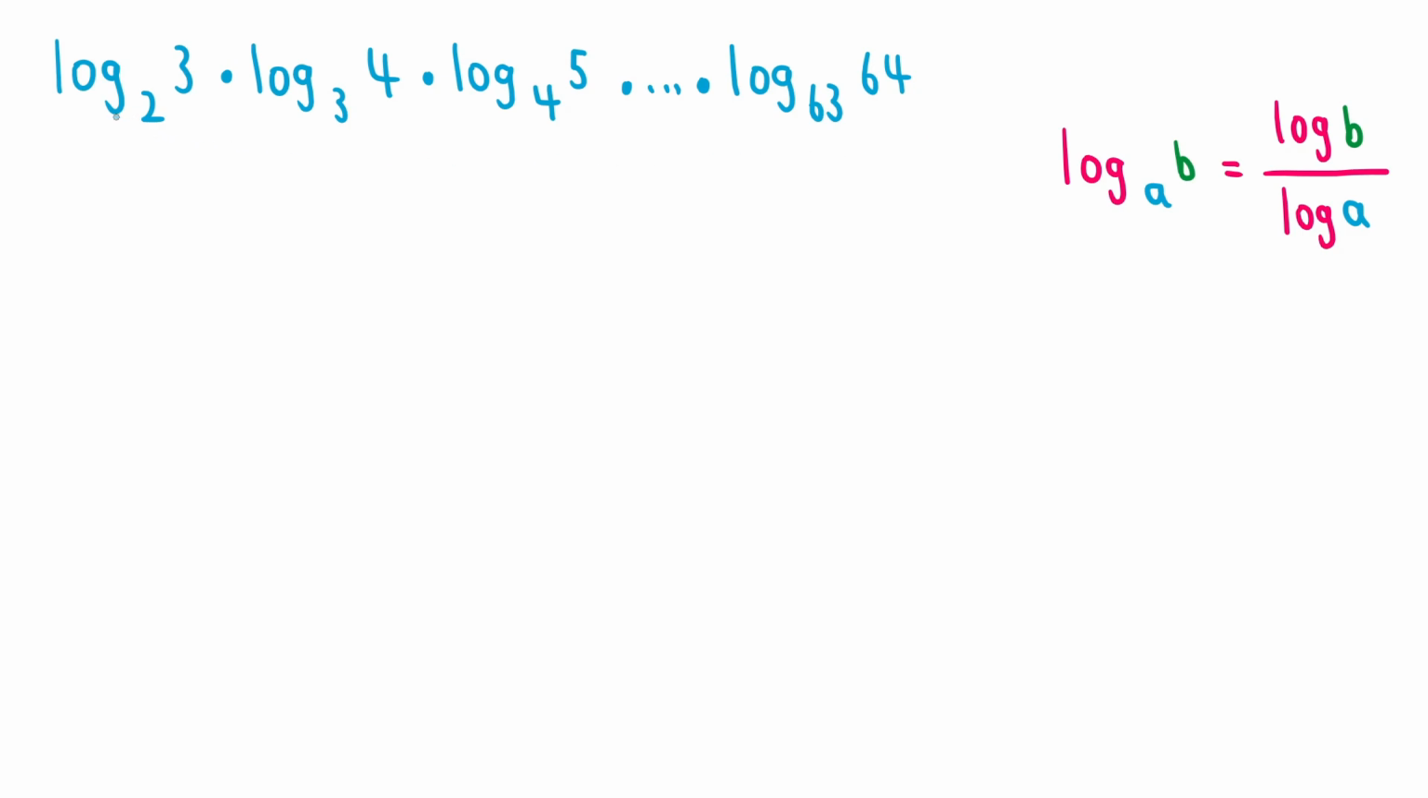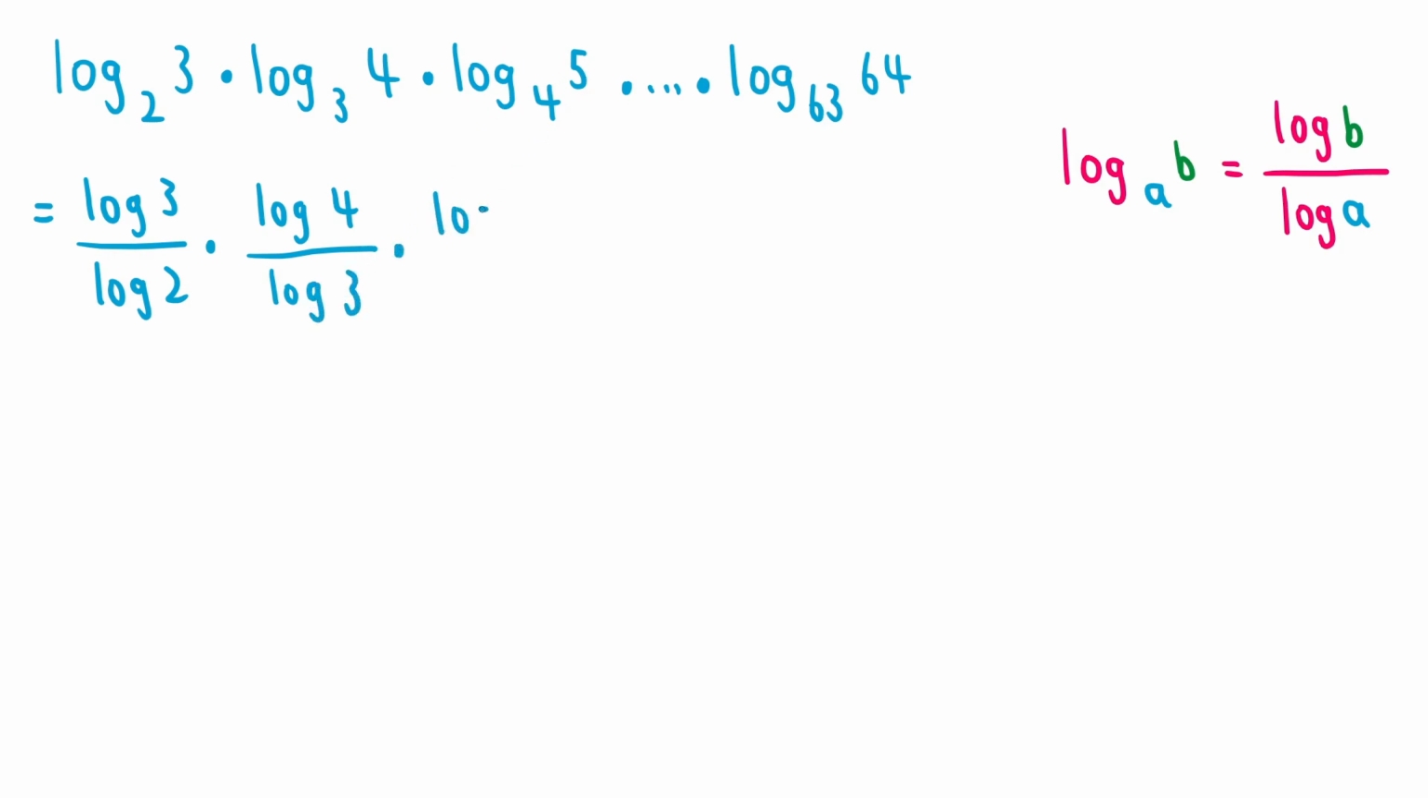So if we apply the change of base rule on log base 2 of 3, it becomes log of 3 over log of 2, and if we do the same for the second term, log base 3 of 4 becomes log of 4 over log of 3. And if we do that for log base 4 of 5, it becomes log of 5 over log of 4, and so on. So this pattern continues for each term in the product until the last term, log base 63 of 64, which we can rewrite as log of 64 over log of 63.